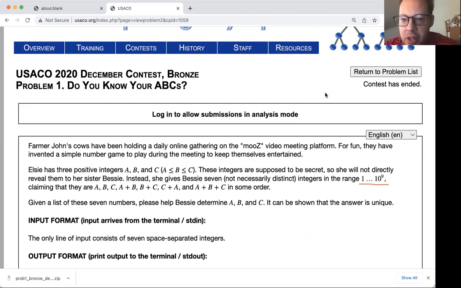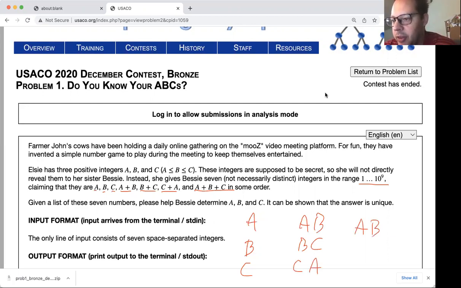claiming that they are A, B, C, A plus B, B plus C, C plus A, and A plus B plus C. Let's write that down real quick. I got A, B, and C. I got A and B together. I got B and C together. I got C and A together. And I got A, B, and C together. So that's every possible combination of the numbers.